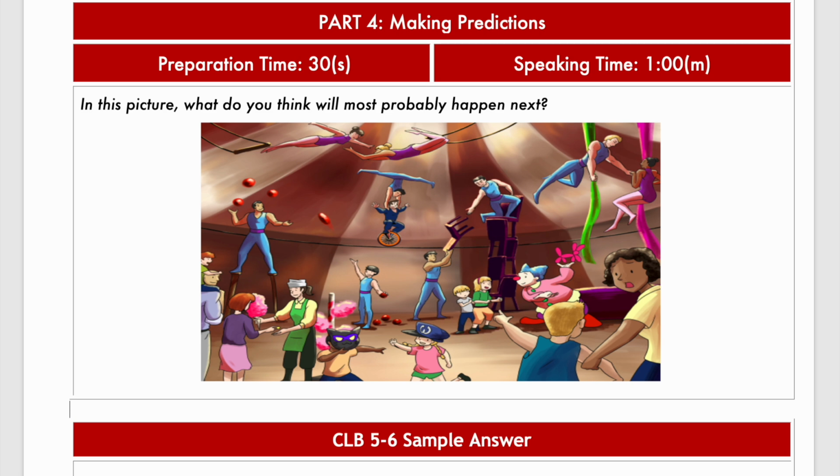Okay, everyone. So this is Part 4, making predictions. Our preparation time is 30 seconds and our speaking time is 1 minute. The picture we're looking at is from the circus. If you didn't watch Part 3 from the circus, you can watch that video. It was uploaded recently. Part 3 and Part 4 are connected, except Part 3 is what is happening now, and Part 4 is the same picture, but what will happen next, or what is going to happen next.